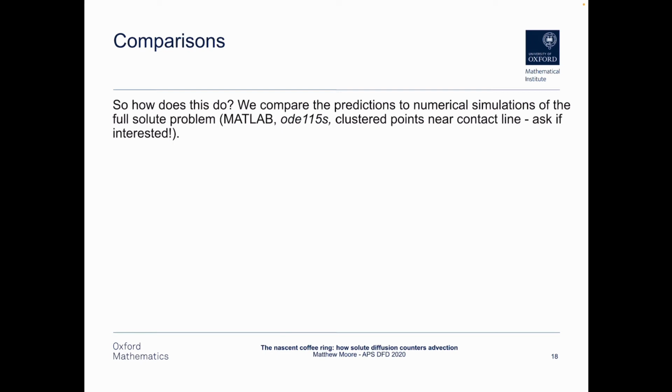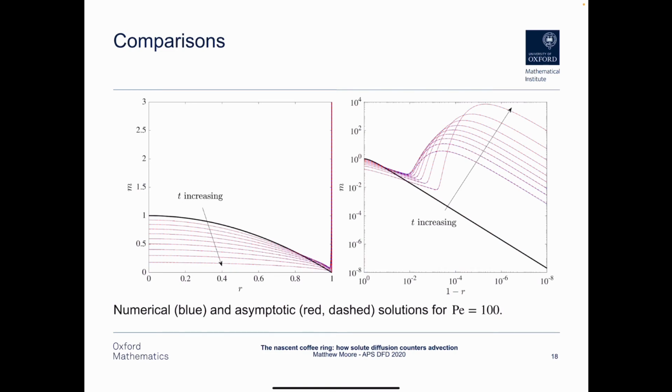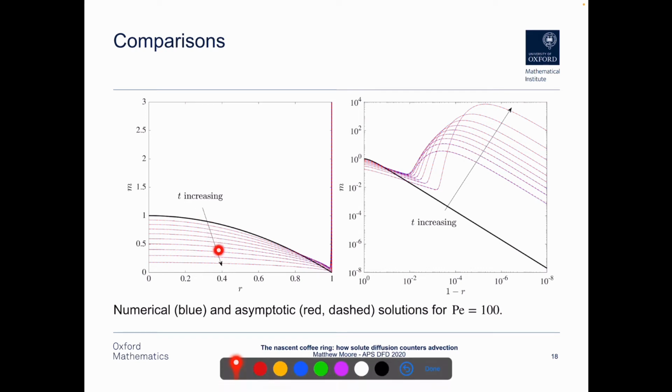And so here is an example set of comparisons. So this is for the Peclet number being 100. On the left-hand side, we're seeing the profiles in the droplet bulk, while on the right-hand side, you're seeing a close-up of what's happening close to the contact line. So as t increases, you can see that the profiles slowly decrease, and you get this spike near the contact line where the nascent coffee ring is forming. And you can see that in detail in the right-hand plot, where you get this classic gamma distribution profile where it comes in to a peak and then goes down again towards the boundary.